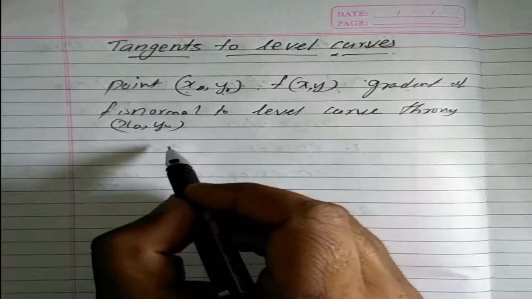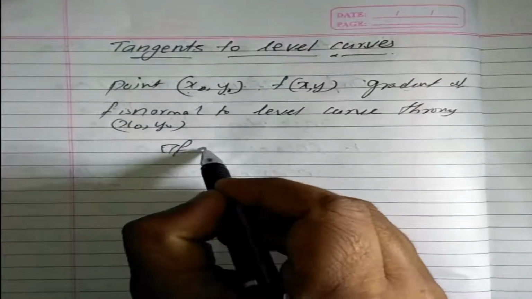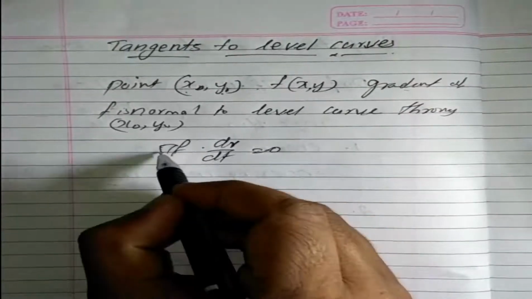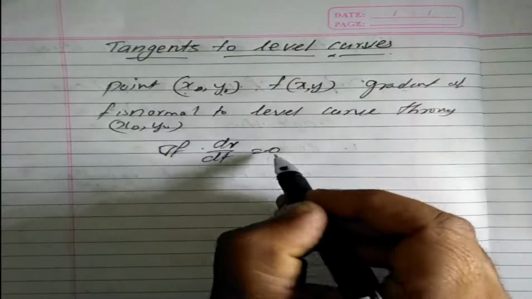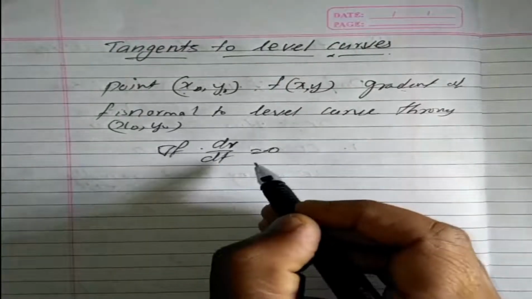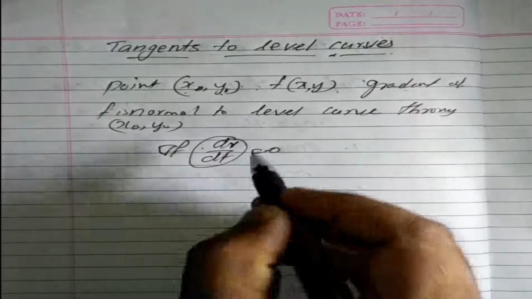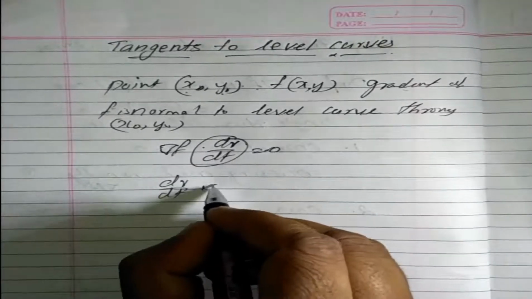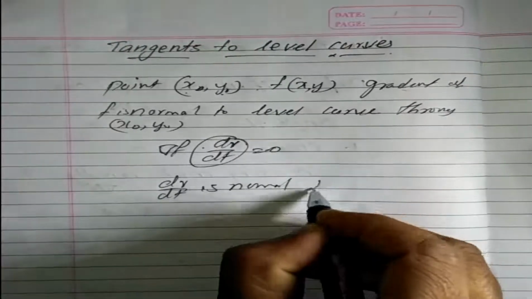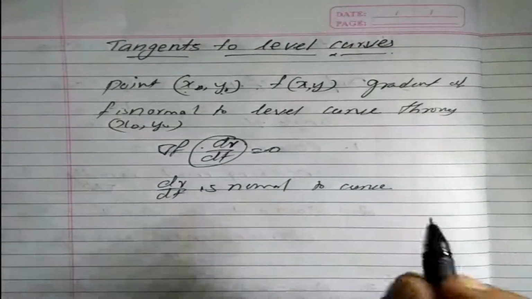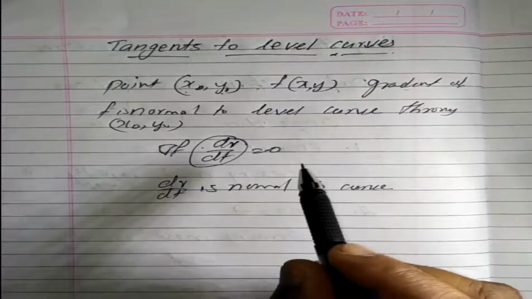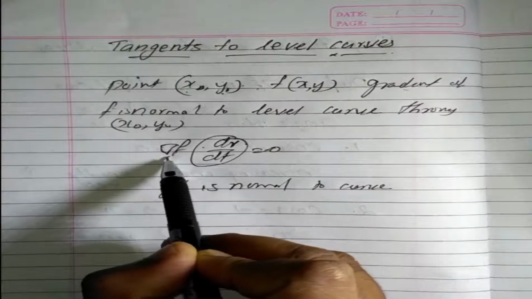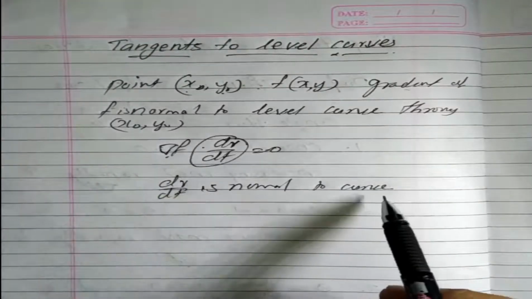That means the gradient of f dotted with dr by dt equals 0. Then dr by dt is tangent to the curve, and the gradient of f is always normal to the curve.